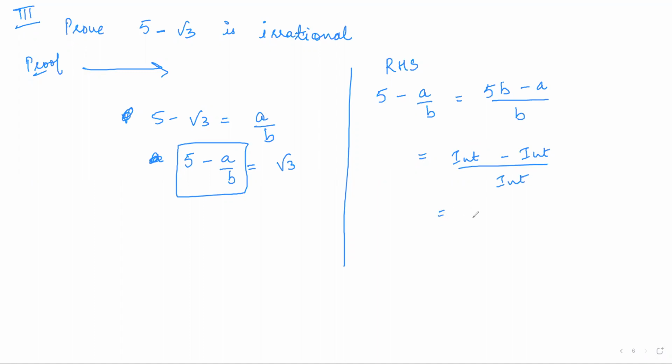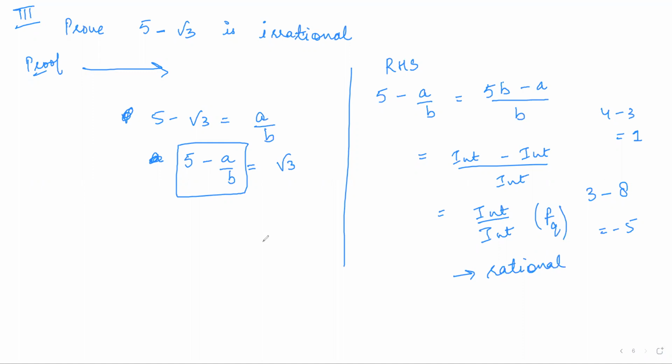Now, if you subtract one integer from the other integer, you again get an integer. For example, you are doing 4 minus 3, so you get 1, which is an integer. Or you are doing 3 minus 8, so you get minus 5, which is again an integer. So you again get integer upon integer, which is of the form p by q. That means it is rational, right?